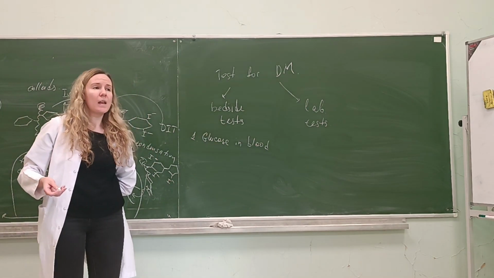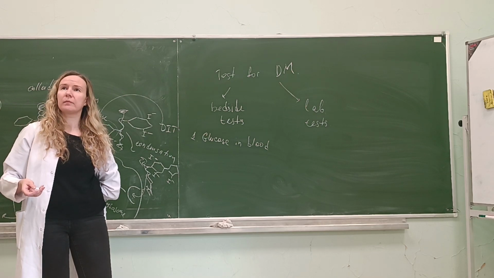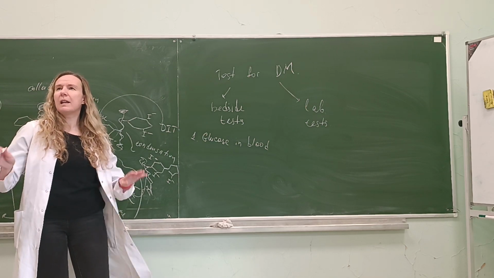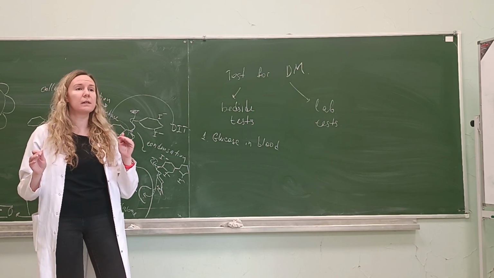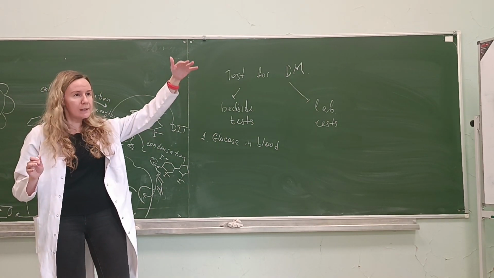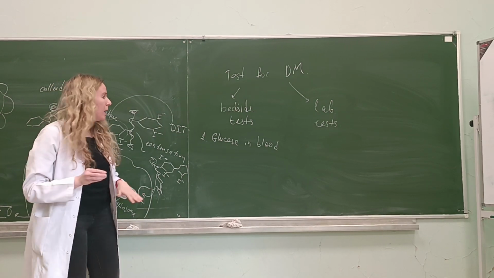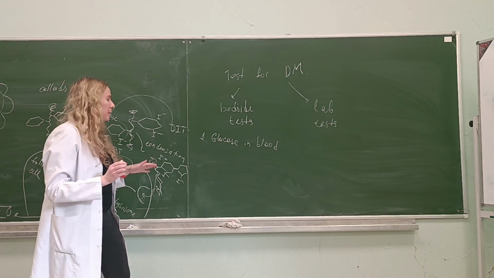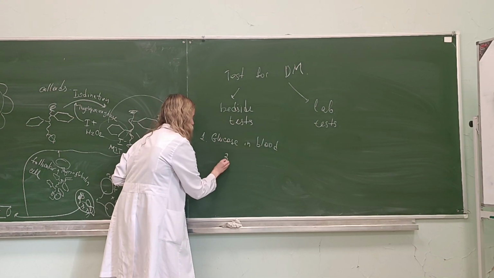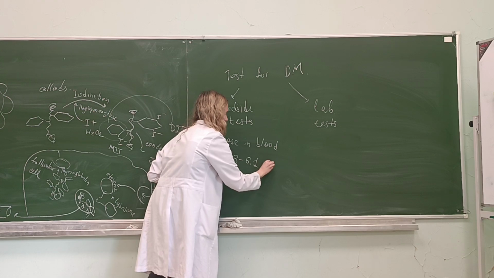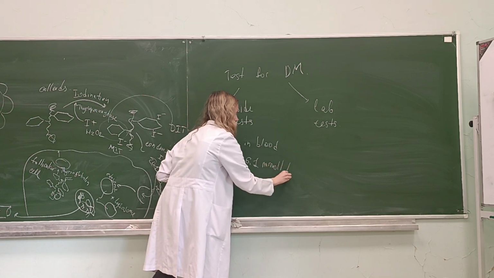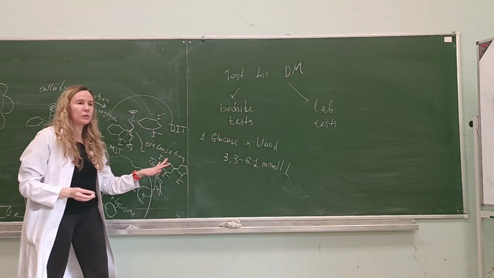It can have some mistakes in counting the blood level, but we can tell whether it's increased, high, or decreased. The normal level is somewhere between 3.3 and 6.1 millimole per liter. So this is the blood glucose level.